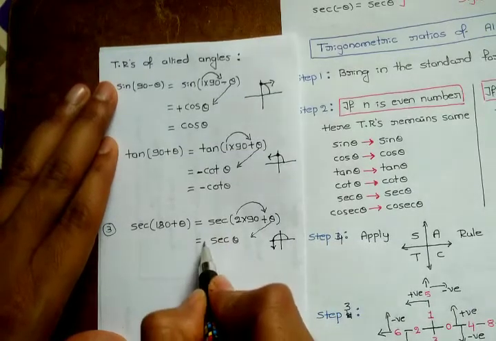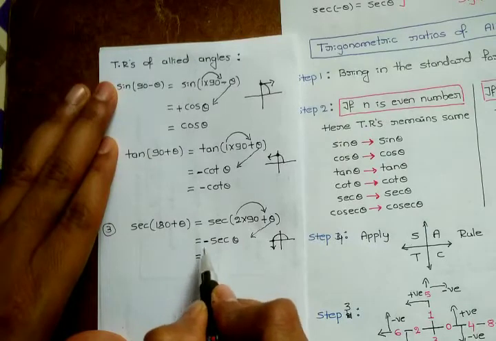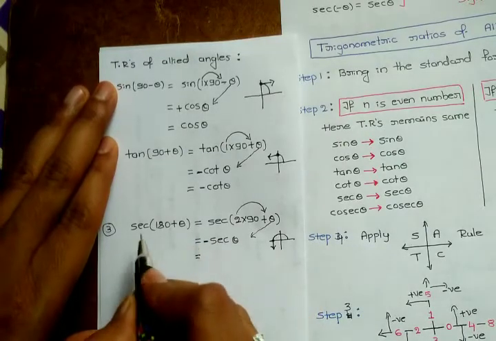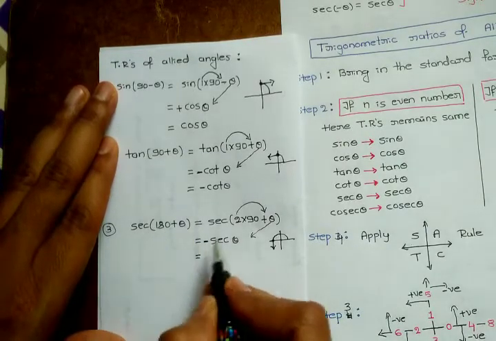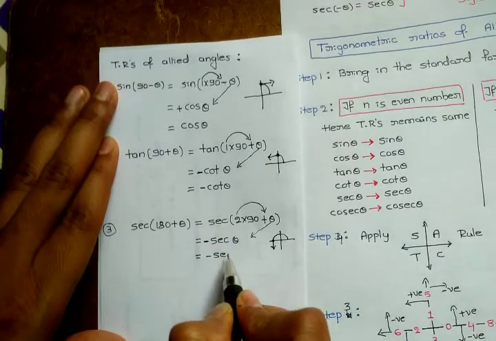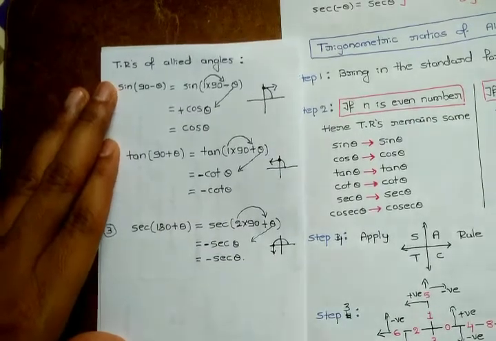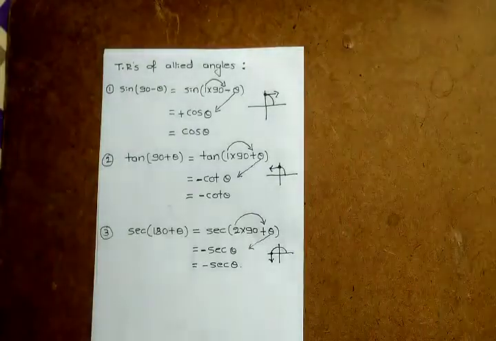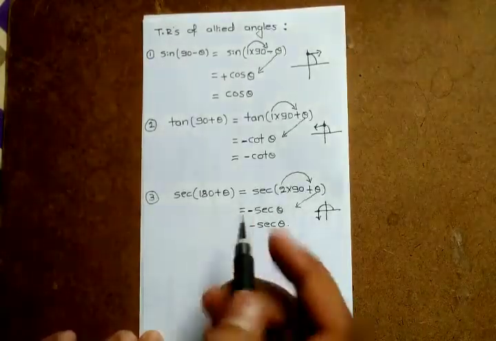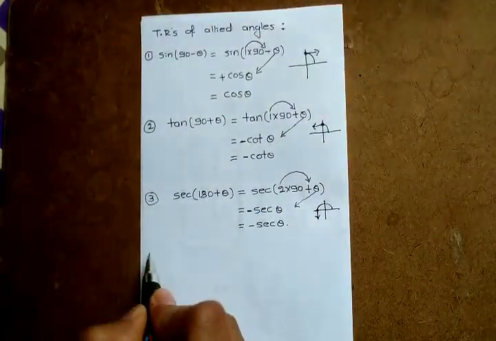Sec is which sign here? Negative sign. So mention that negative sign. Therefore sec of 180 plus theta is minus sec theta. Okay, here I will take one more example.